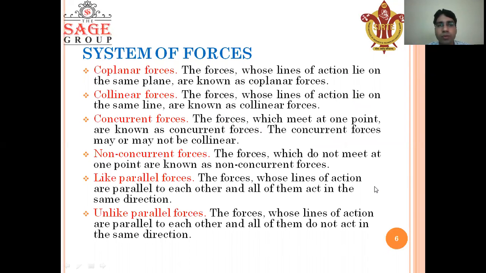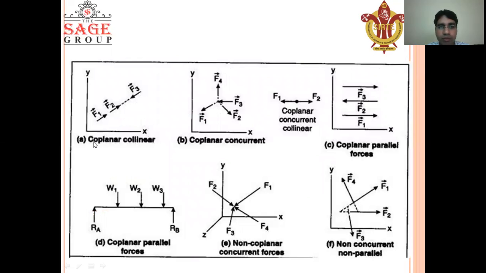These are the systems of forces: coplanar forces, collinear forces, concurrent forces, non-concurrent forces, like parallel, unlike parallel. These are the main systems of forces. Here you can see the coplanar collinear forces. Coplanar means it has a single plane; all the forces are acting in a plane. Or these are collinear also, which means all the forces are acting in a line.